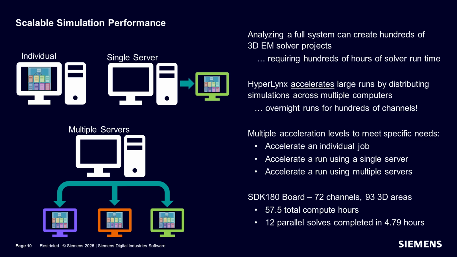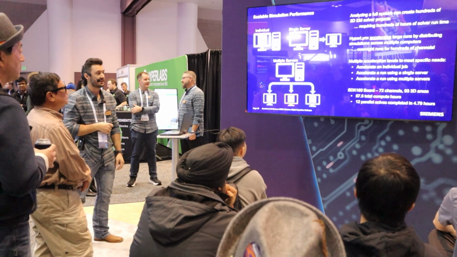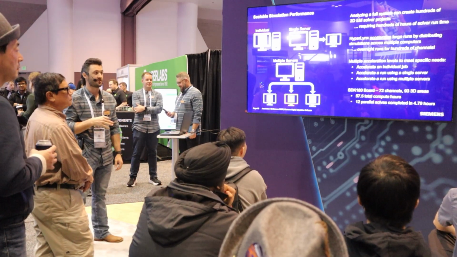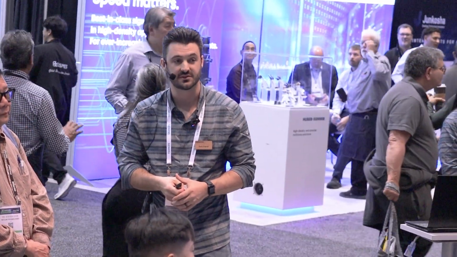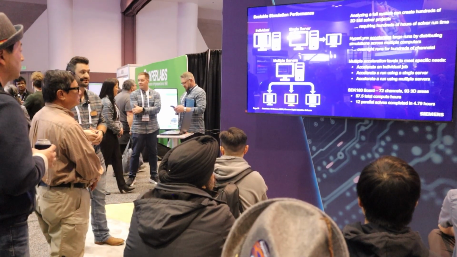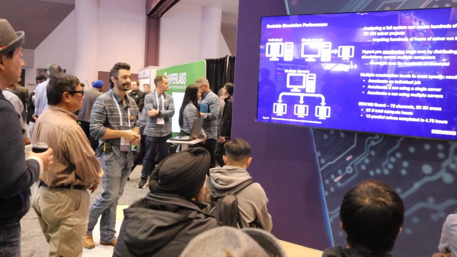So if we remember that STK 180 reference design that I mentioned, we were simulating initially 72 of those optical links. In those channels, we found and identified 93 3D areas that needed to be modeled in our full wave solver. That would have taken 57.5 total computational hours if we were to solve those sequentially, but we were able to accelerate the solve more than 10x with a solve time of just under 5 hours, 4.79 hours, by solving 12 of these areas in parallel on a Linux compute farm.